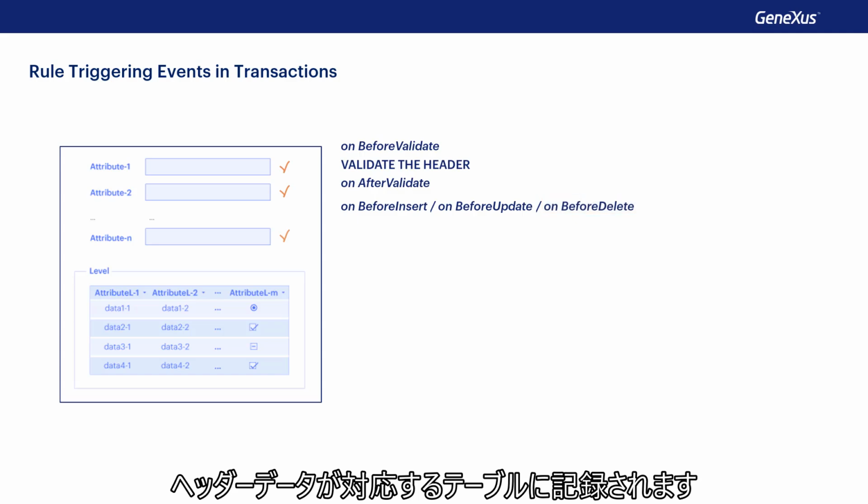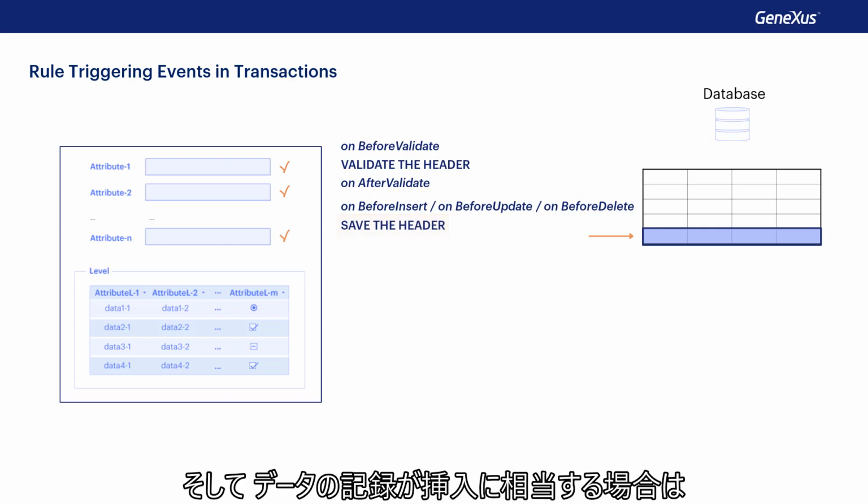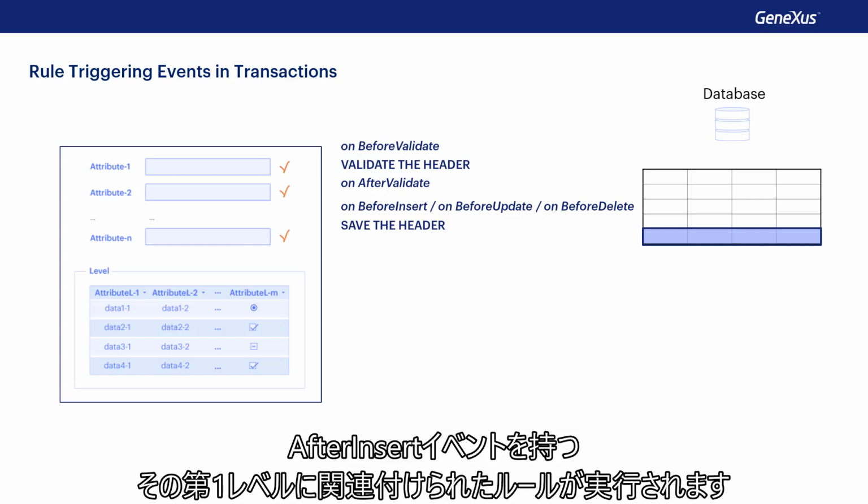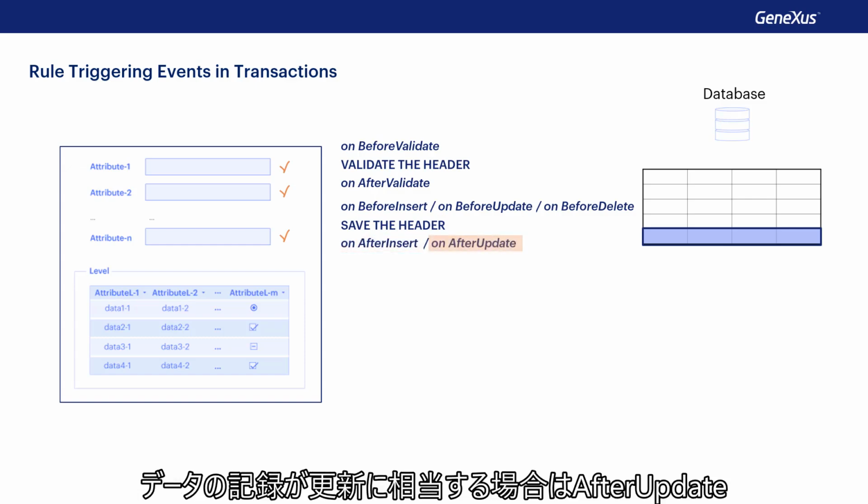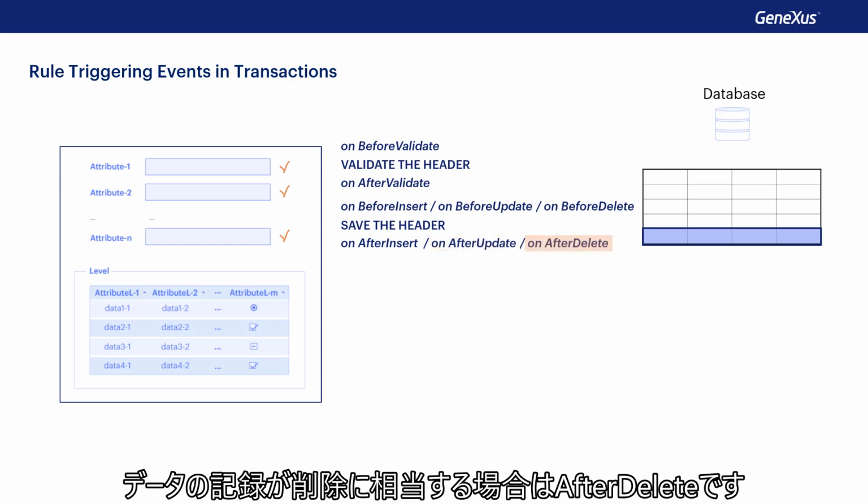The header data will be recorded in the corresponding table. And then the rules associated with this first level will be executed that have on after insert event if the recording corresponded to an insertion, on after update if the recording corresponded to an update, and on after delete if the recording corresponded to a deletion.